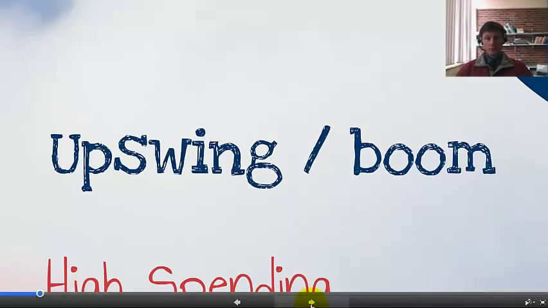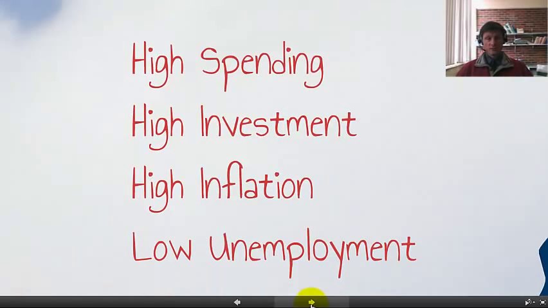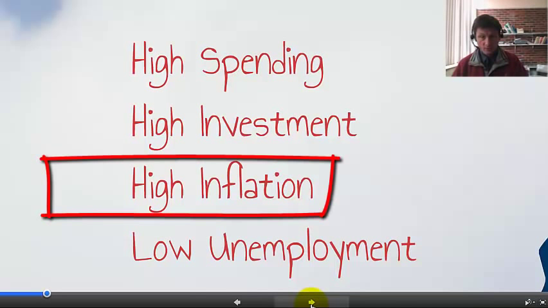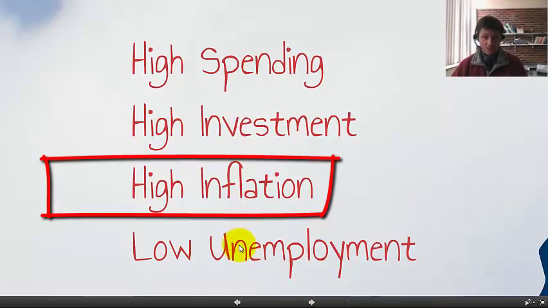In an upswing or boom, we have the following things happening. We've got lots of spending, high levels of investment, high levels of inflation, and low levels of unemployment. The two big focuses of an upturn are the high levels of inflation and low level of unemployment.